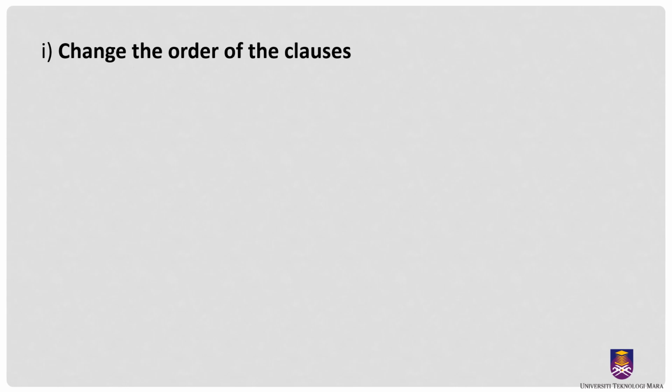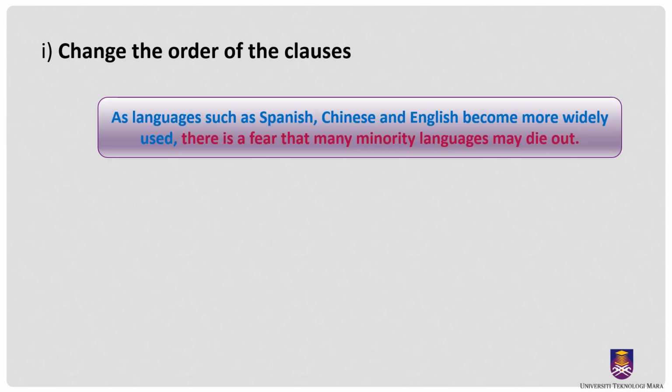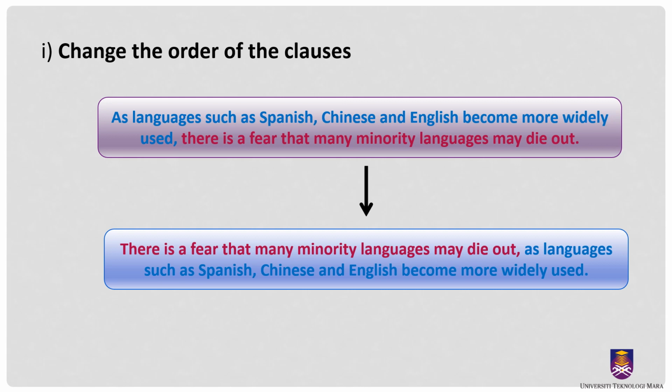First, you can change the order of the clauses. And the sentence is, as languages such as Spanish, Chinese, and English become more widely used, there is a fear that many minority languages may die out. And you change to, there is a fear that many minority languages may die out as languages such as Spanish, Chinese, and English become more widely used. So as you notice here, the last clause in the first sentence, you move to the beginning of the sentence. So this is what it means by change the order of the clauses.